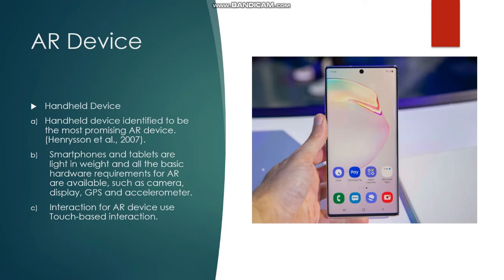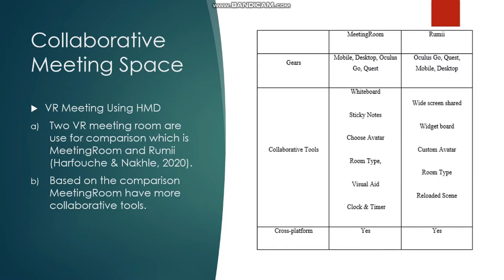So for interaction for AR device, we will use touch-based interaction. Collaborative meeting space: we have VR meeting using HMD, and then we have AR meeting. For VR meeting using HMD, there will be two VR meeting rooms which we will use as comparison in this literature, which are Meeting Room and Roomie.